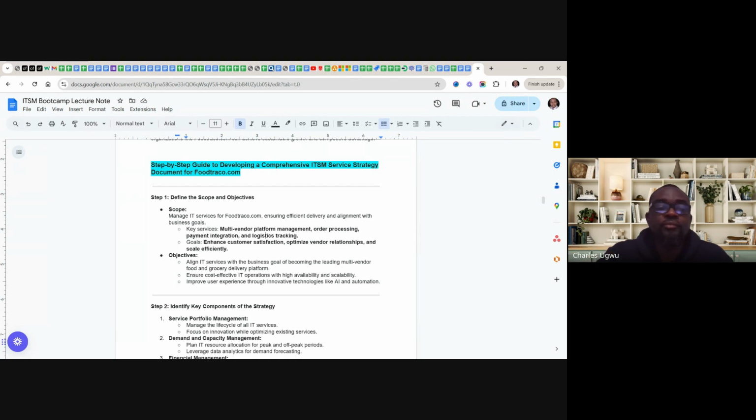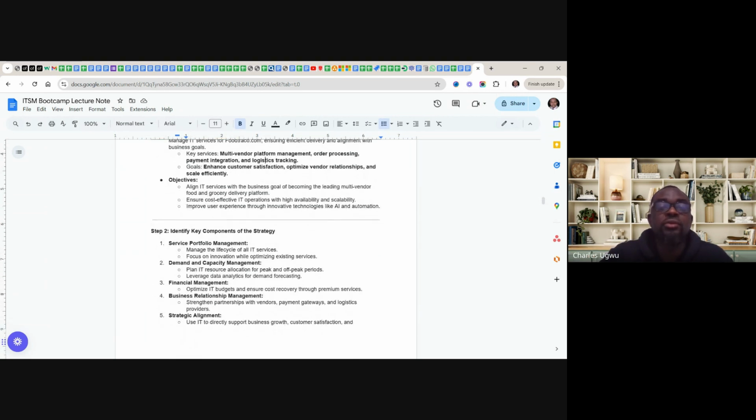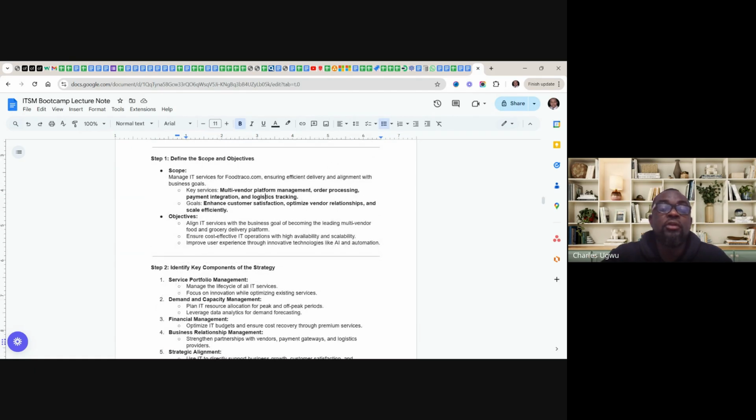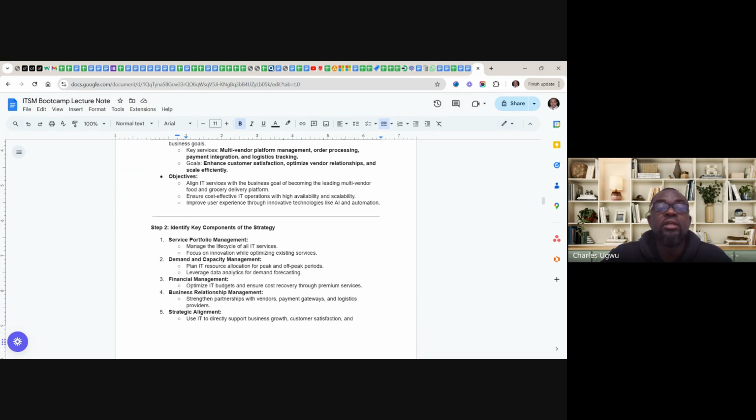So number 2: identify key components of the strategy. Now we have seen the scope and objective. Then we need to look at the key components we can select. Are we selecting all of them, or are we selecting a few of them that can help us achieve this?